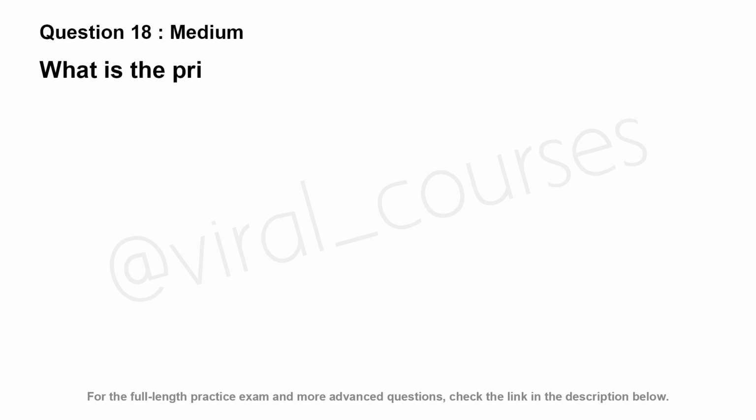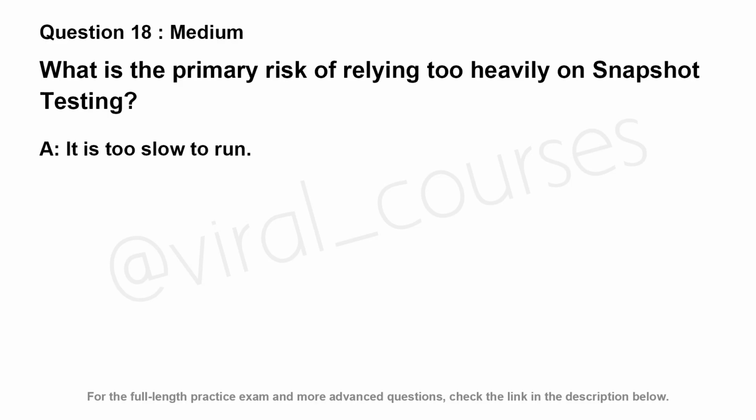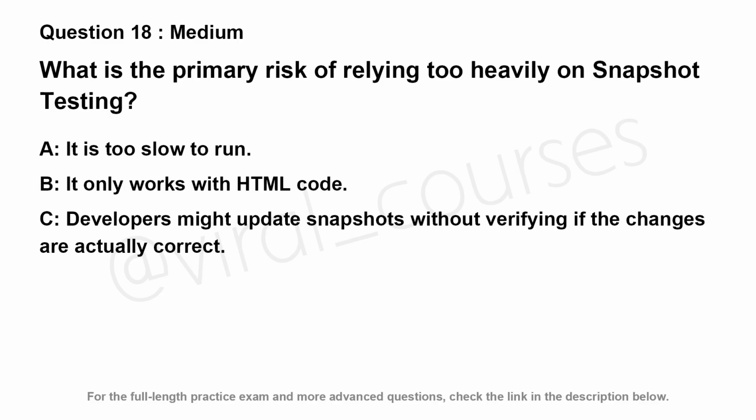What is the primary risk of relying too heavily on snapshot testing? Option A, it is too slow to run. Option B, it only works with HTML code. Option C, developers might update snapshots without verifying if the changes are actually correct. Option D, it requires a database connection.